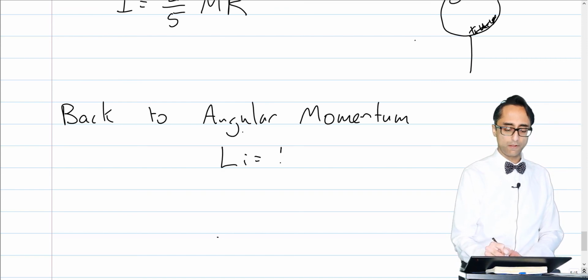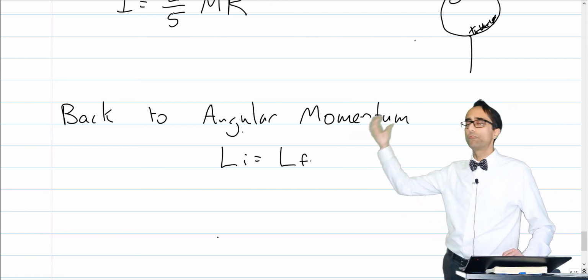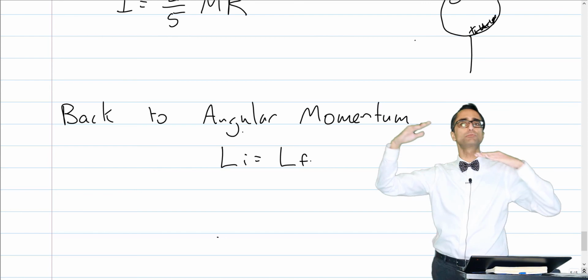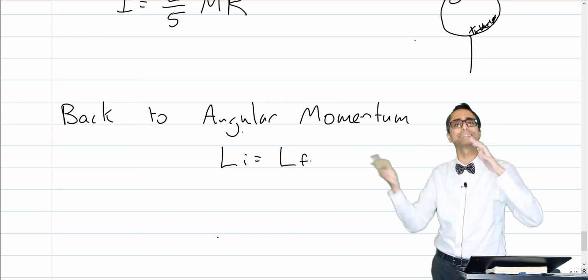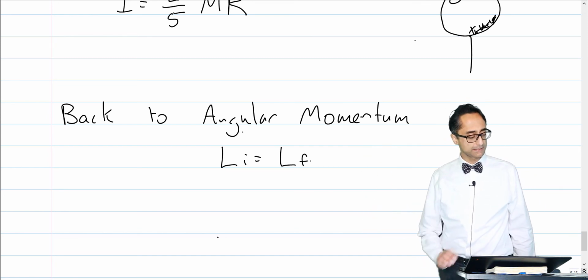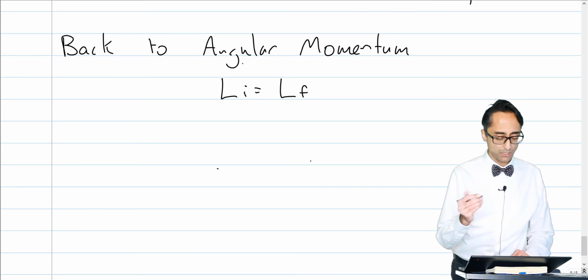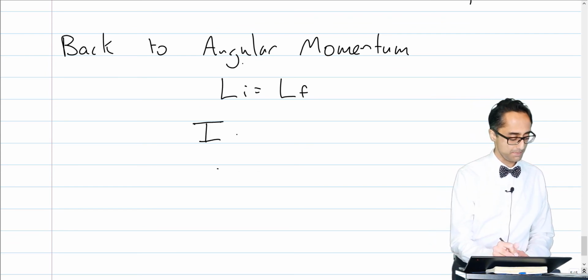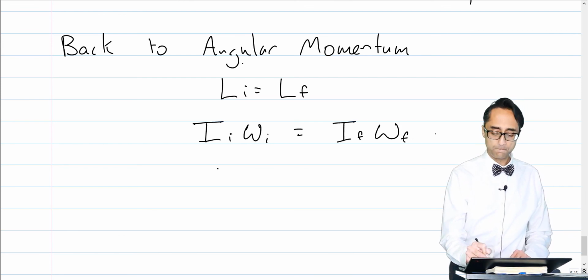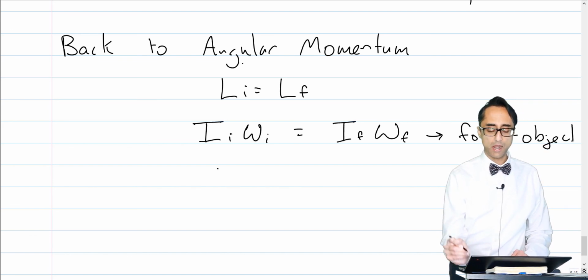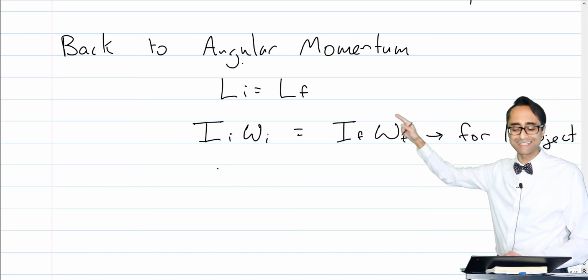L initial equals L final. This is true for multiple objects. If you had a bunch of spinning objects and they hit each other, maybe like a spinning record and another spinning record falls onto it, yes, the angular momentum is conserved. But for one object, it's also conserved because this time we have the ability to change our moment of inertia for a single object, especially an object that is an extended body that can manipulate itself like a human being. So for one object, our conservation of momentum equation looks like this, and it's fantastic.